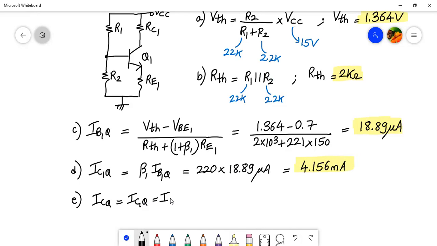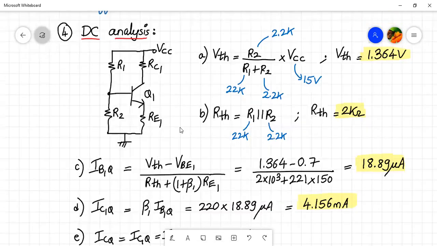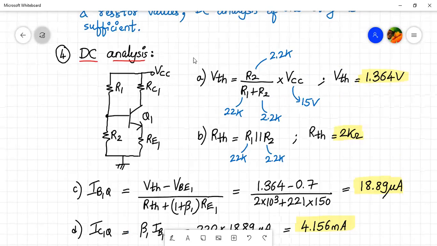Now, since both the stages are symmetric, we can write that ICQ will be equal to IC1Q, which will be equal to IC2Q, which will be equal to 4.156 milliamperes. So that's an important step we can conclude from here. So we have calculated the DC parameters. Next step is estimation of small signal parameters.